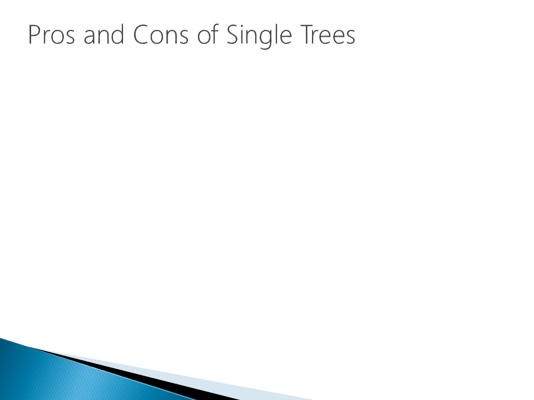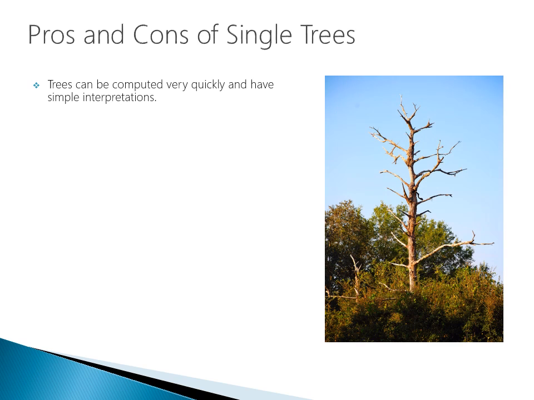I'd like to talk a little bit about some of the pros and cons of single decision trees. Trees can be computed very quickly and have simple interpretations. This is a great thing. So it doesn't take a lot of computing horsepower to develop these trees. And you can put a decision tree in front of many people and they will understand it.